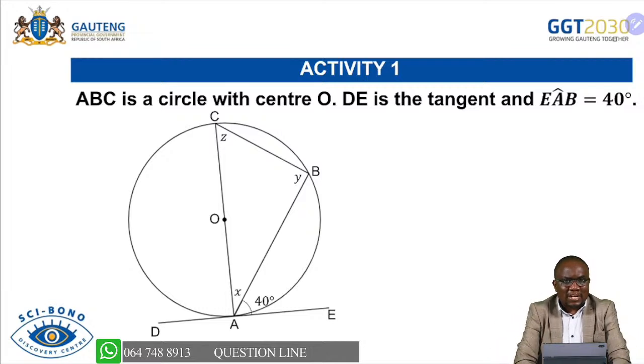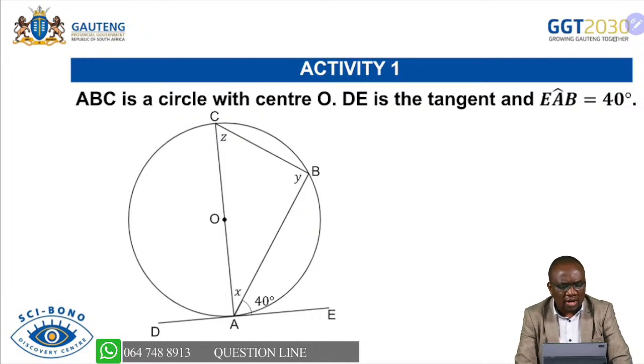Right, how many people recognize that Z is 40 degrees using the tan chord theorem? Well done. There's nothing wrong about that. Z is 40 degrees using the tan chord theorem. How many people recognize that Y is 90 degrees?